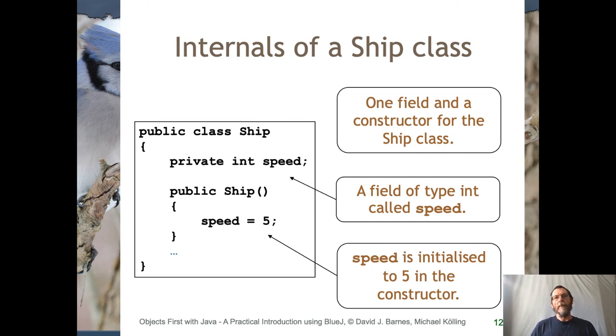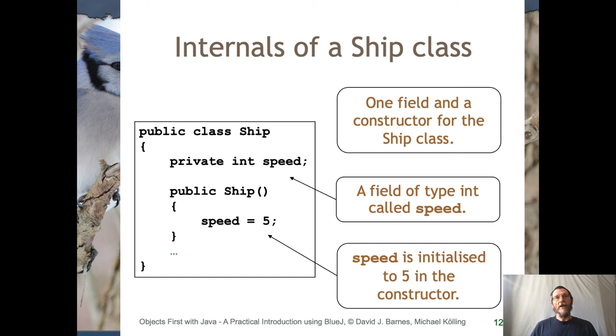Again, we've got the outer wrapper, public class ship. We've got a curly bracket immediately afterwards and a closing curly bracket at the end. And then inside, we've got the definition of a field. The field's name is speed. So every instance of this class will have a speed data value, and the type of value is an integer, or in Java we write int, we don't write integer out in full. So this says speed is an item of data inside a ship, and the type of data is integer.